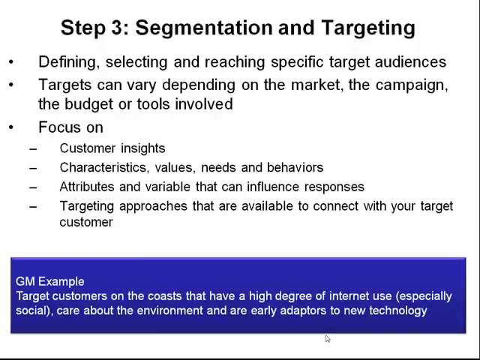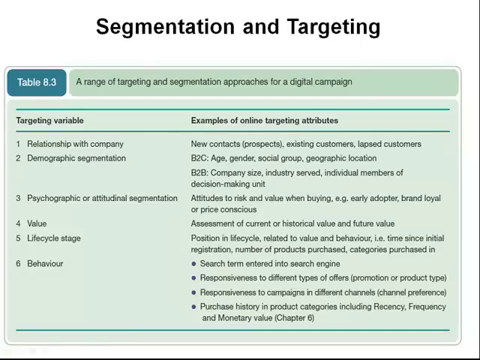Utilizing our example, our target customers are on the coast and they have a high degree of internet use, especially in the social space. So we're understanding a little bit about the tools now. So we've identified environmentalists. They live on the coast. They care about fuel efficiency. They're environmentalists. They utilize many social channels, and they are early adopters to new technology. So those are some of the data that we've collected to understand, again, how to effectively launch our online campaign for the Volt.